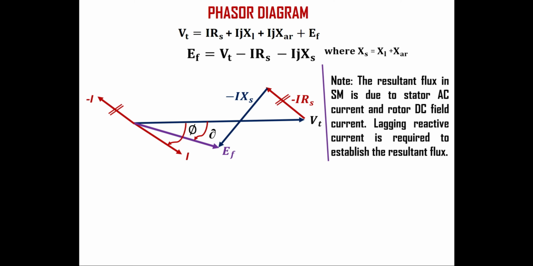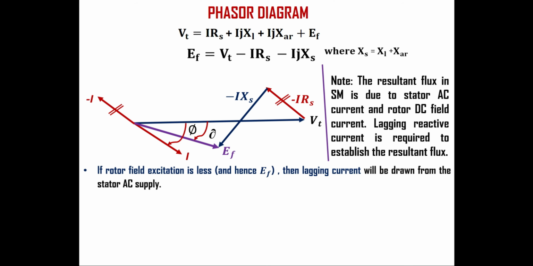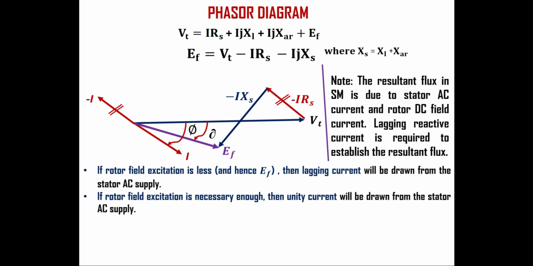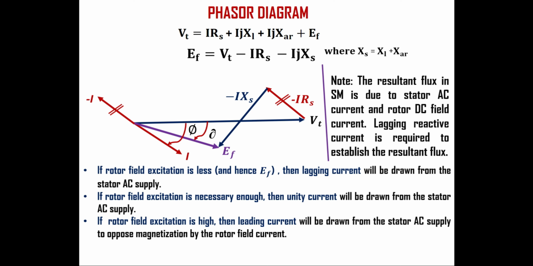From the above statement, we can come to the conclusion that if rotor field excitation and hence EF is less, then lagging current will be drawn from the AC supply. If rotor field excitation is necessary enough, then we don't need lagging current from the stator, and hence unity current will be drawn from the stator AC supply. Similarly, if rotor field excitation is high, then leading current will be drawn from the stator AC supply to oppose magnetization by the rotor field current.